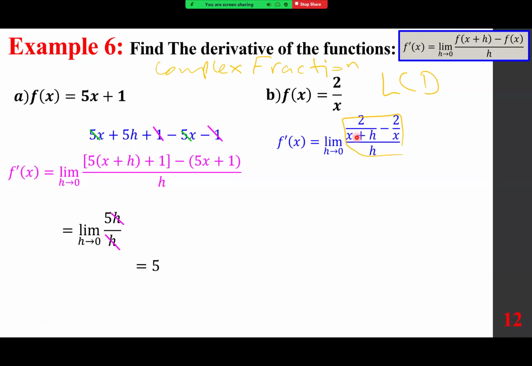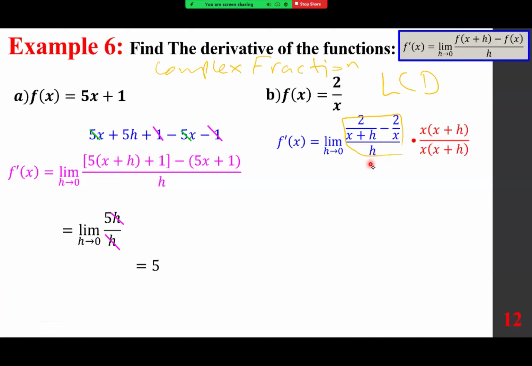The LCD is the product of the two denominators, x times x plus h. You have to multiply and divide by it because this expression must be 1, and now it is. The denominator, you don't touch it because h approaching 0 makes the denominator 0. That's why you're hoping to get rid of it.